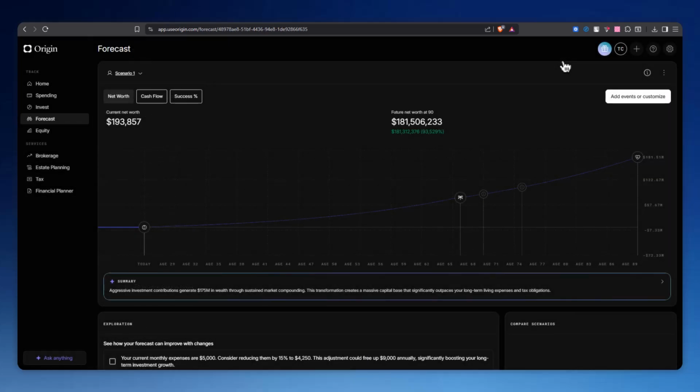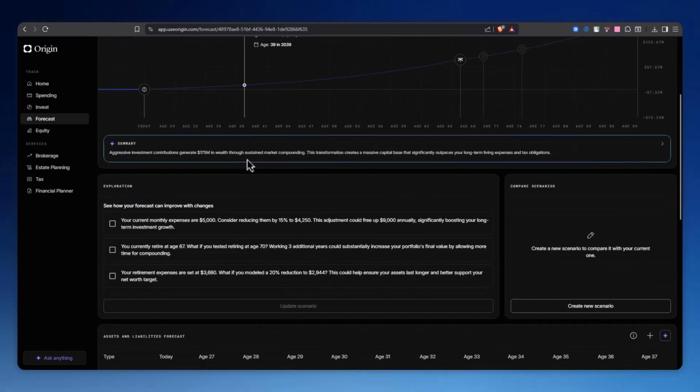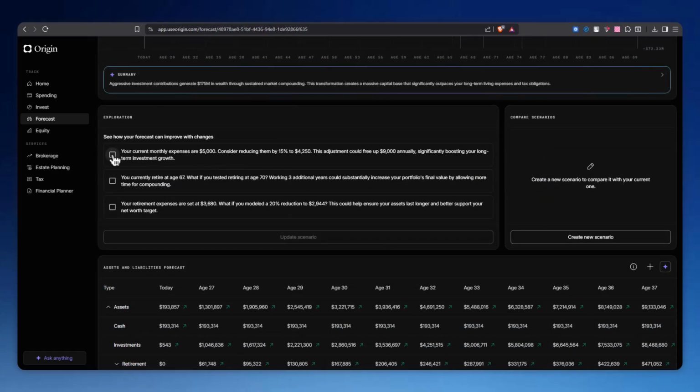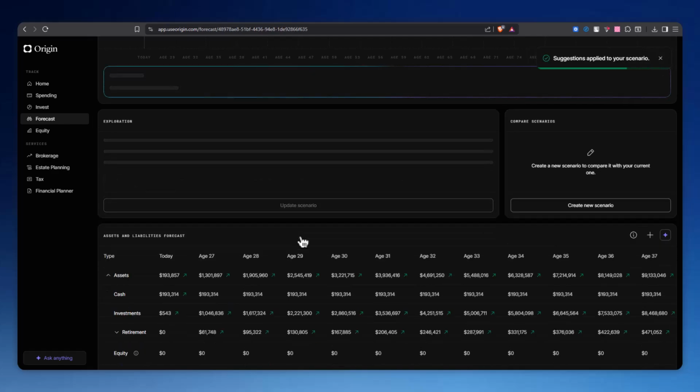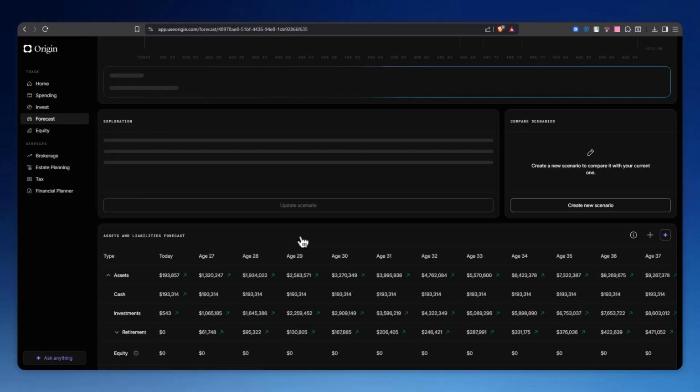Another way to model debt reduction is through the forecasting section. Go to forecasting and create a what-if scenario based on increasing your monthly debt payments. After entering a higher contribution amount, Origin updates your long-term cash flow and net worth projections so you can clearly see how faster debt payments improve your financial future.